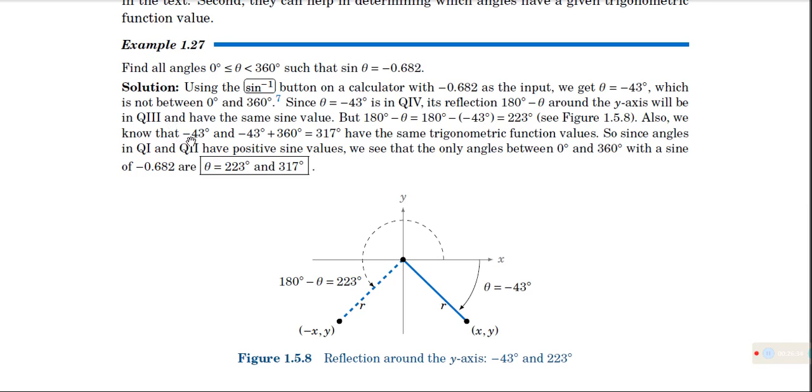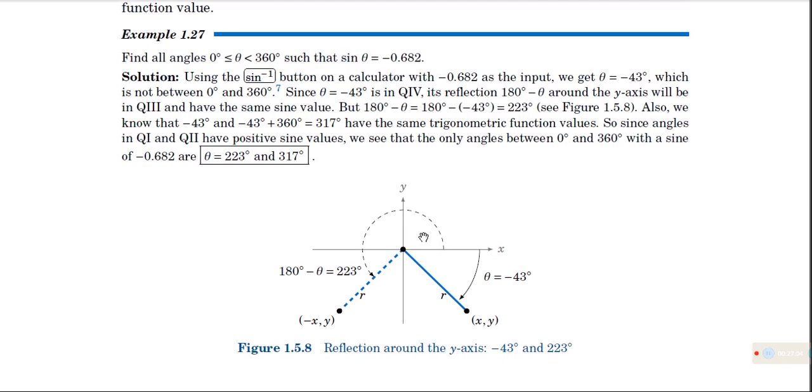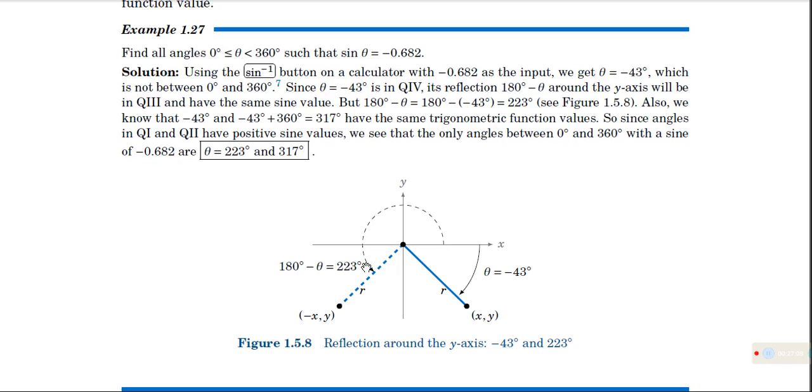Also, we know that negative 43 and 43 plus 360, which is equal to 317 degrees, have the same trigonometric function values. So, since angles in quadrant 1 and quadrant 2 have positive sine values, we see that the only angles between 0 and 360 with a sine of negative 0.682 are theta equal to 223 and 317. So, yung ating angle from here up to here, positive 317 at saka positive 223.